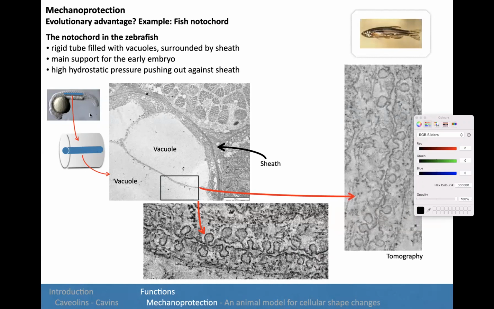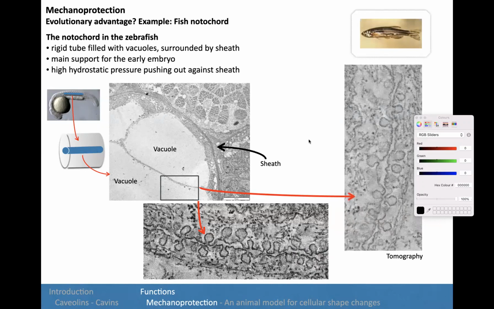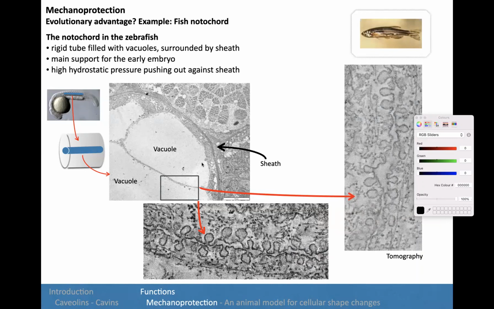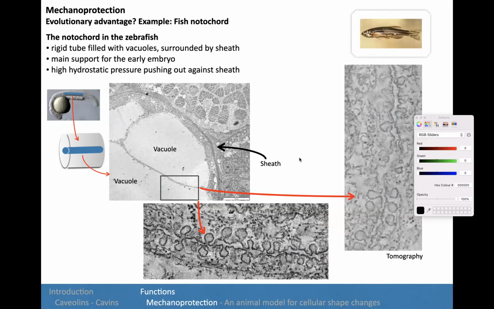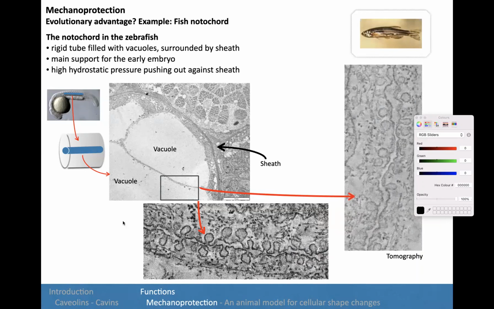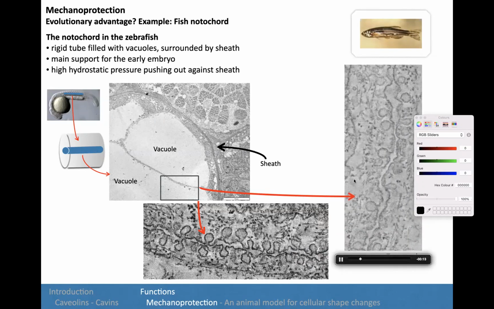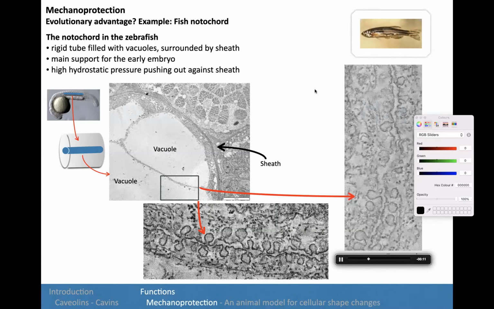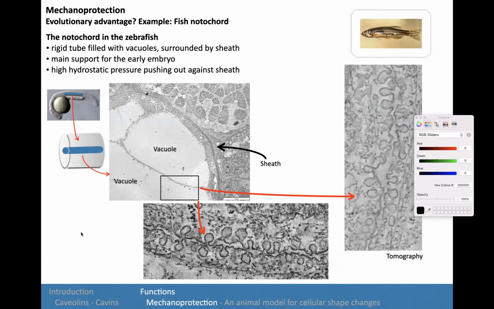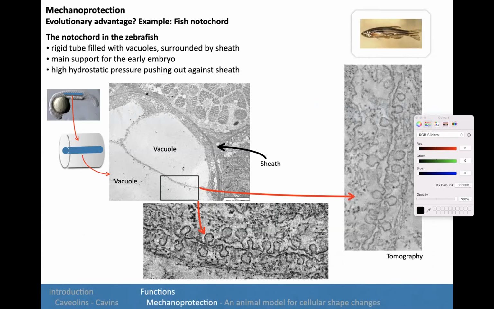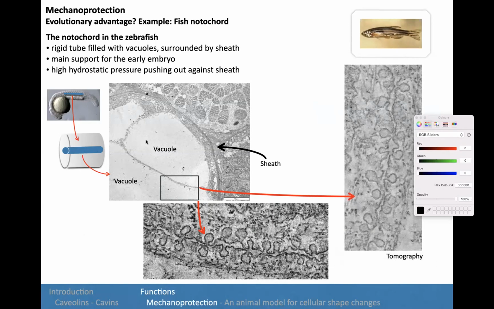This is a tube which is under hydrostatic pressure, and that pushes out against the sheath that surrounds it. And this is the notochord. So it's a rigid tube in the center of the zebrafish embryo. And this is a beautiful structure for electron microscopy, and it's absolutely full of caveolae. This shows a tomogram from fast frozen cells, which have been freeze substituted, and the caveolae are incredibly abundant on this membrane within the notochord.